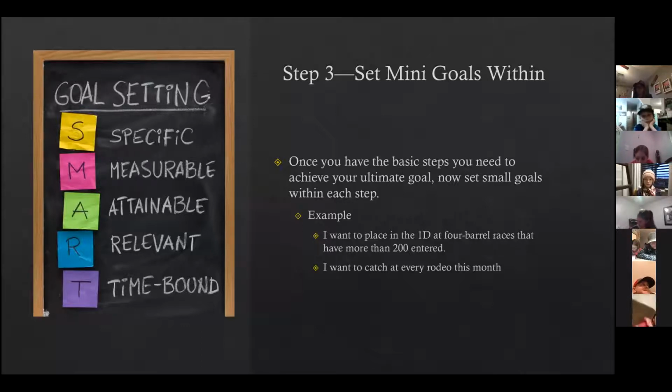I also have written down that these mini goals you have should be SMART goals. You want them to be specific, measurable, attainable, relevant, and have a time bound on them. So those three, your daily goal, your weekly goal, and your monthly goal, along with your ultimate goal, need to be in front of you at all times.